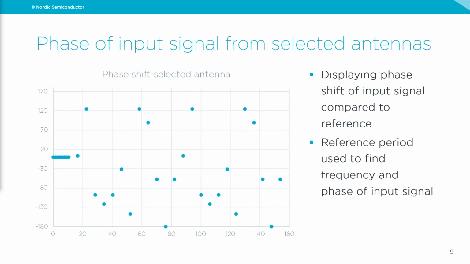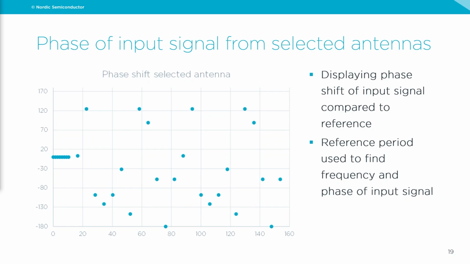What you should do instead is to look at the phase change of the different antennas compared to the reference antenna. So what you do is you take the first 8 samples, which is the reference period, and you use these to find the frequency of the measured signal, which should be around 250 kilohertz or around 500 kilohertz, depending on the 1 megabit or the 2 megabit setting. But they will never be 250 or 500. They will be around that.